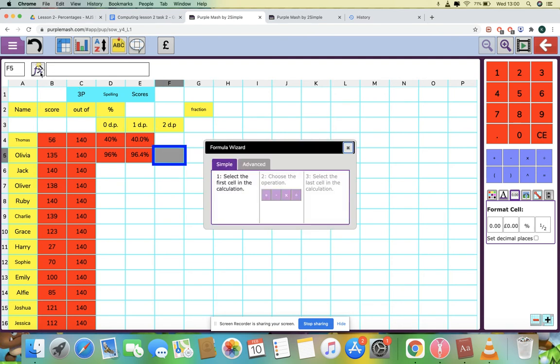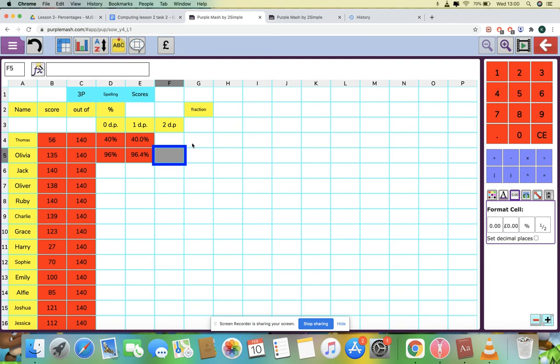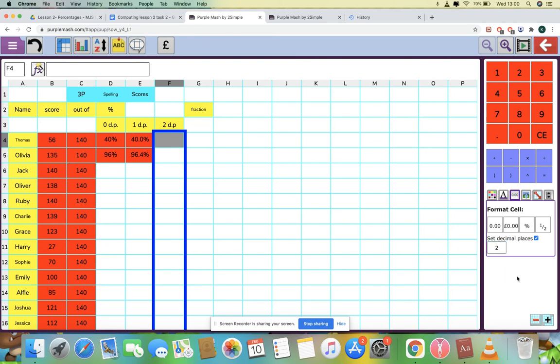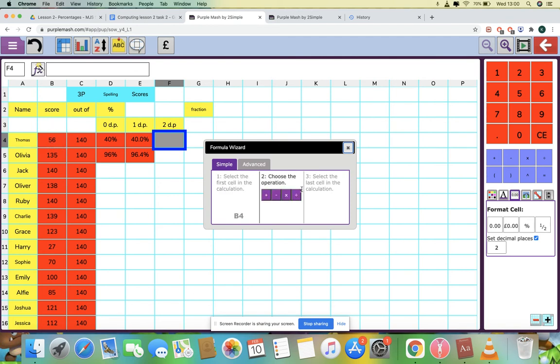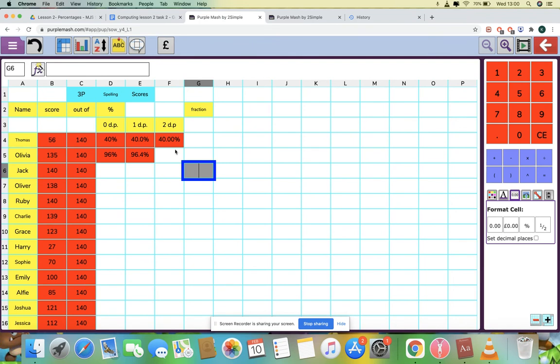If we wanted to do the 2 decimal places, we know this is already going to give us that answer, but if we highlight the whole column, set decimal places, it's already set to 2, so we don't really need to change anything. If we look at Thomas's, 56 divided by 140, it gives it to 2 decimal places. So it's automatically set to that.